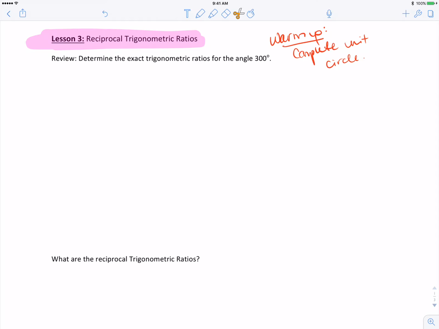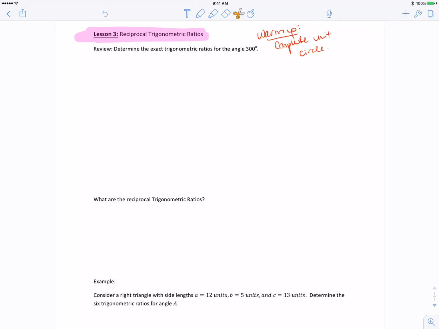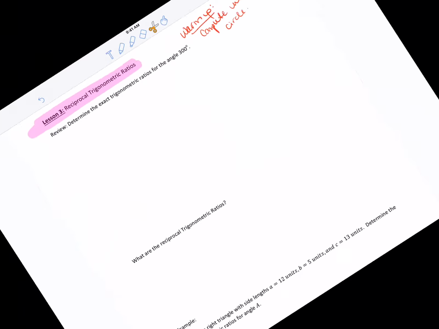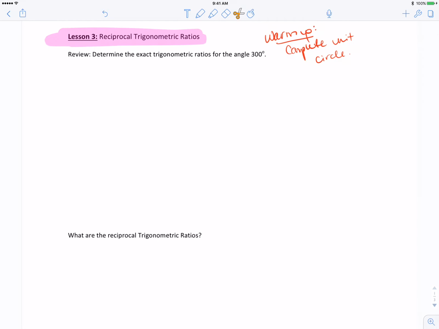So the question says determine the exact trig ratios for the angle 300. First thing we want to do, oh sorry for that flip, I will try not to do it again, but you know me, no guarantees. First thing I want to do is make a grid. If I'm looking for something with the 300-degree angle, remember that's relative to the reference angle. So 300 will be all the way over here, which makes my interior angle 60 degrees. Okay, so I have my reference angle.